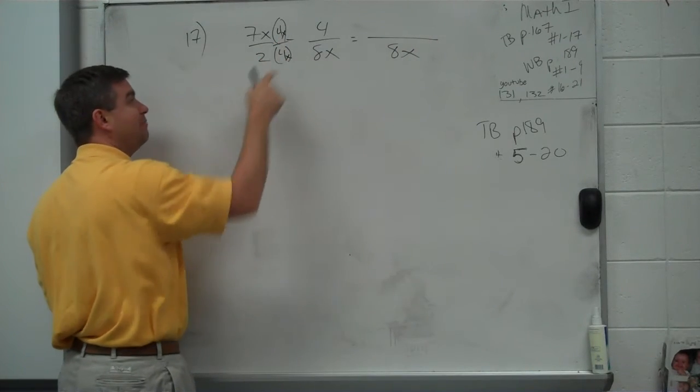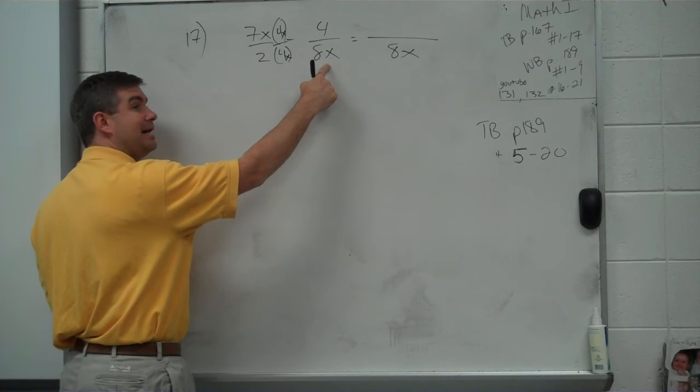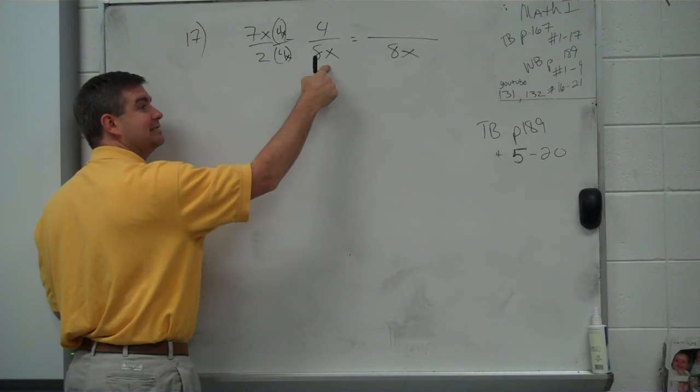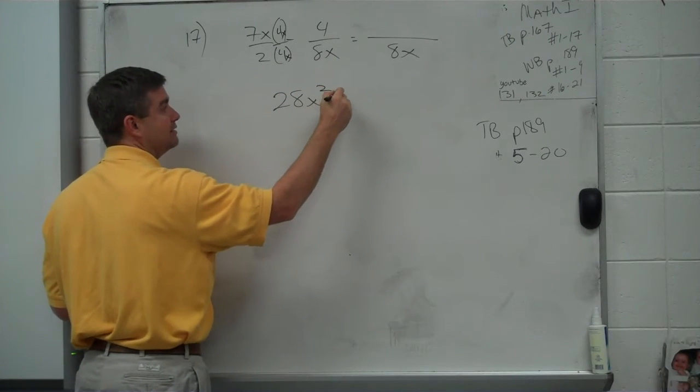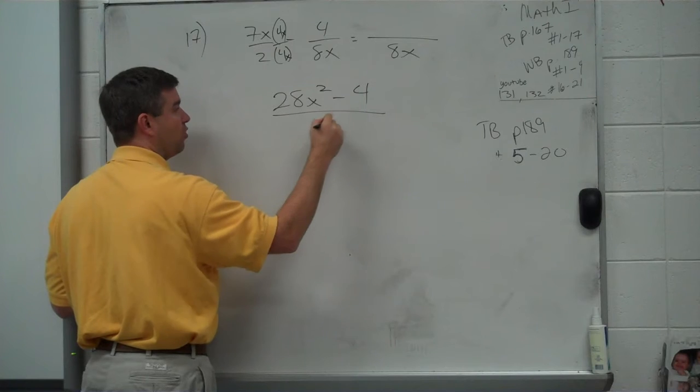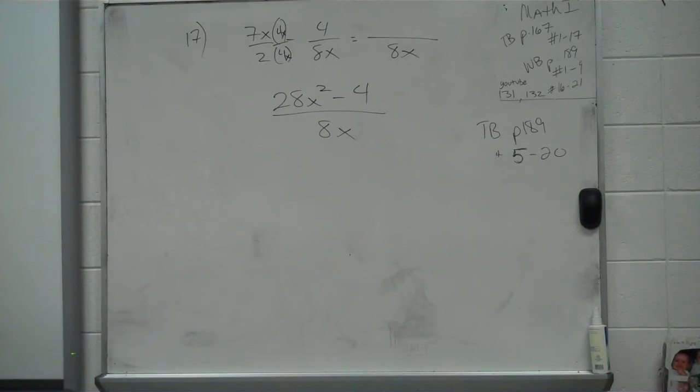I multiplied this side by 4x over 4x. This one doesn't have to be multiplied by anything because it's already 8x. Okay? So I get 28x squared minus 4, all over 8x. So this is identical to the original.